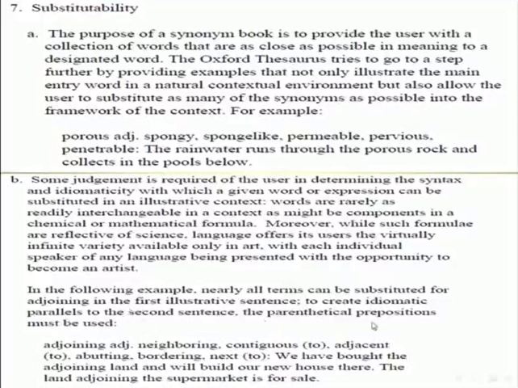The parenthetical prepositions must be used. Adjoining, adjective: neighboring, continuous to, adjacent to, abutting, bordering, next to. We have bought the adjoining land and will build our new house there. The land adjoining the supermarket is for sale.